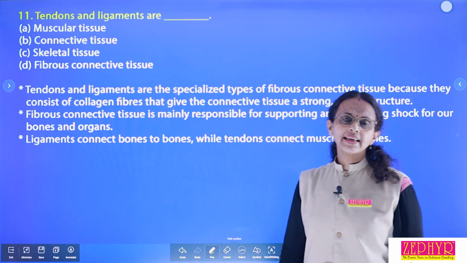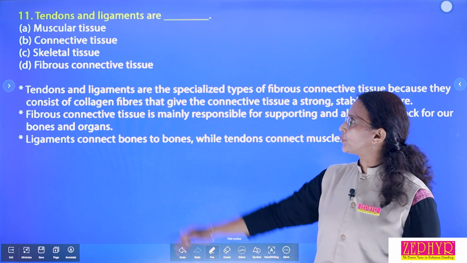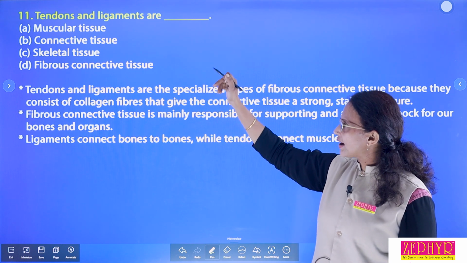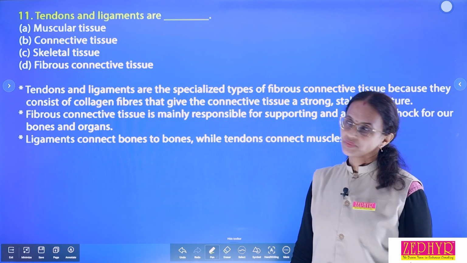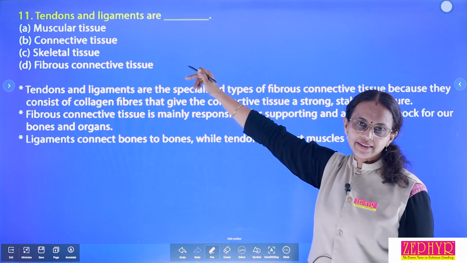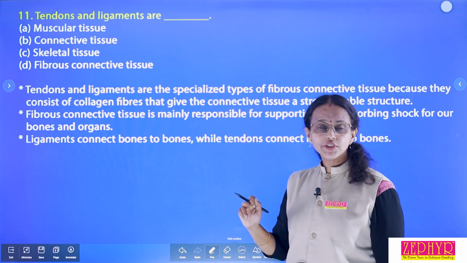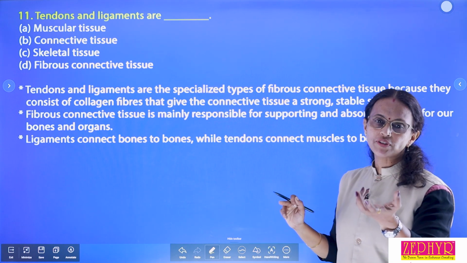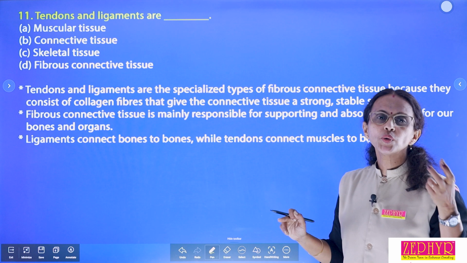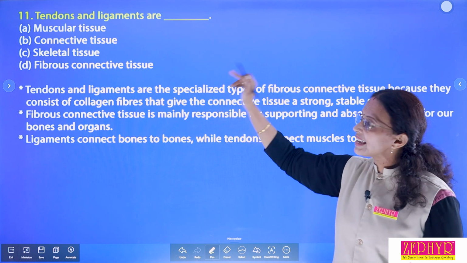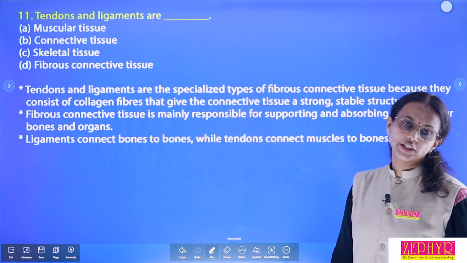Next, tendons and ligaments are. These two are connective tissue. The options are muscular tissue, connective tissue, skeletal tissue, fibrous connective tissue. Muscular tissue is not the correct answer. You just discussed that muscular tissue is of three types. Then connective tissue is of different types: dense connective tissue, dense regular, dense irregular, and fluid connective tissue. Then skeletal tissue is a muscular tissue. Then last, fibrous connective tissue.